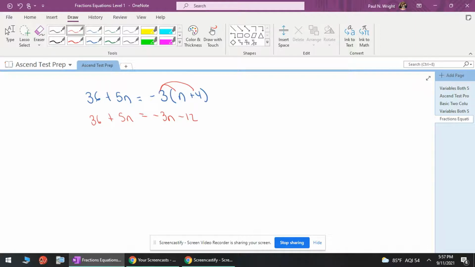Taking a look at the information on the screen, this is where the kissing cousin part comes in. I need to get my variables on one side and my numbers on the other. And I've said numerous times, I don't like having negative variables. So what I'm going to do is add 3n. And when I'm adding 3n, if I do it to one side of the equal sign, I have to do it to the other. And you may have heard your teacher say before, if you do it to one side, you have to do it to the other. And now I'm going to extend it and say, just like kissing your cousin. This is going to give me 36.